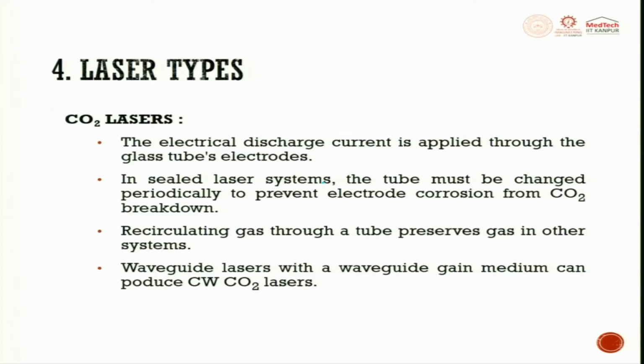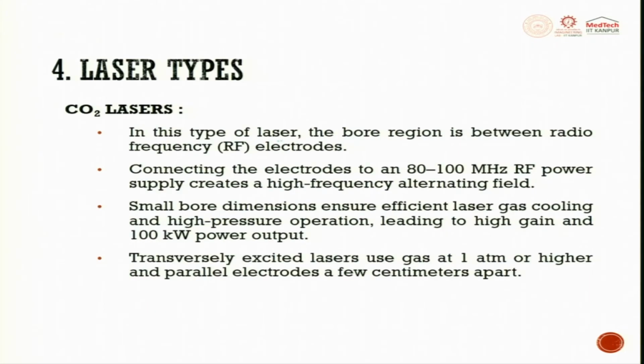In a sealed laser system, the tube must be changed periodically to prevent electrode corrosion from CO2 breakdown. Recirculating gas through the tube preserves gas in another system. A waveguide laser with a waveguide gain medium can produce a continuous phase CO2 laser. In this type of laser, that means to say the CO2 laser, the bore region is between radio frequency electrodes.